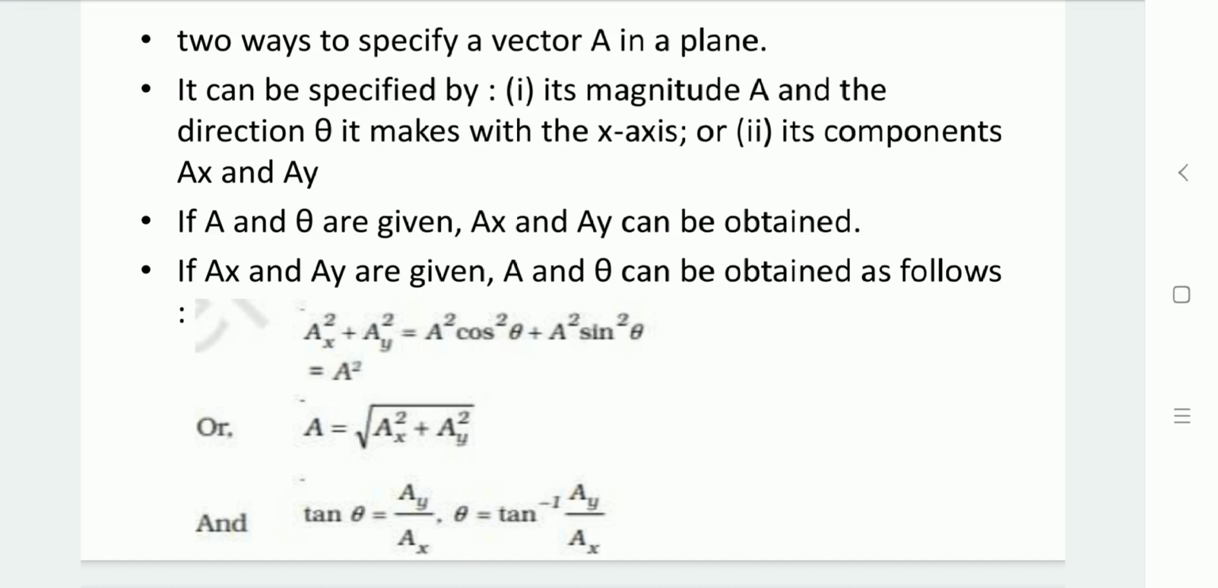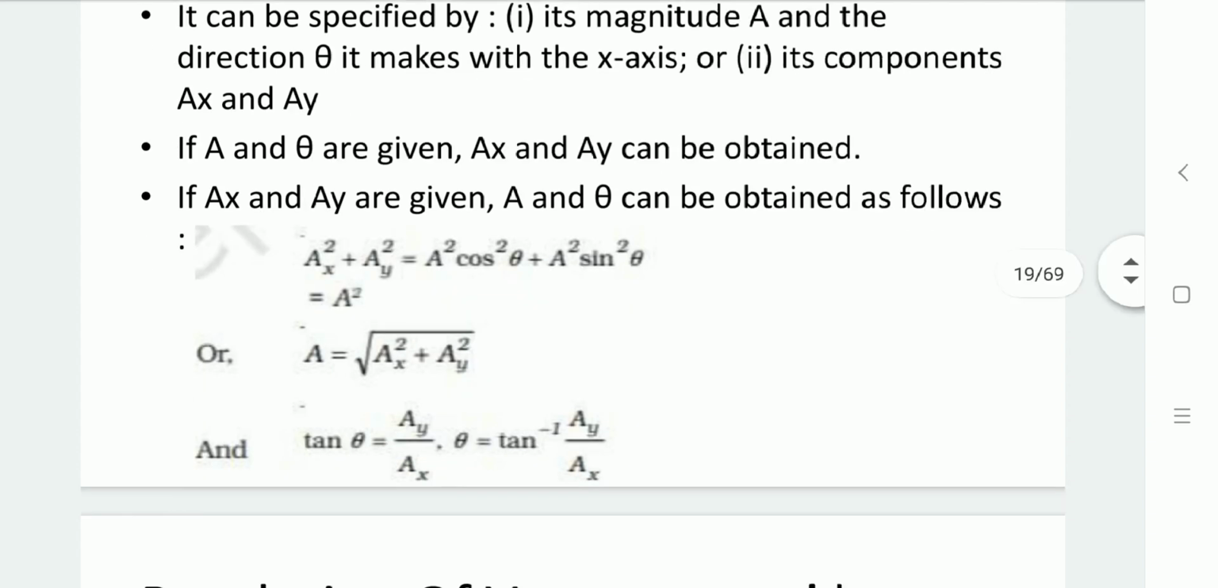Now if we want to determine angle theta, then let us take tan theta. So tan theta equal to y by x, so that would be A_y by A_x. So theta equal to tan inverse of A_y by A_x. This is how we can define the magnitude and angle of vector A. So for a vector we can resolve it in both terms, magnitude and direction.